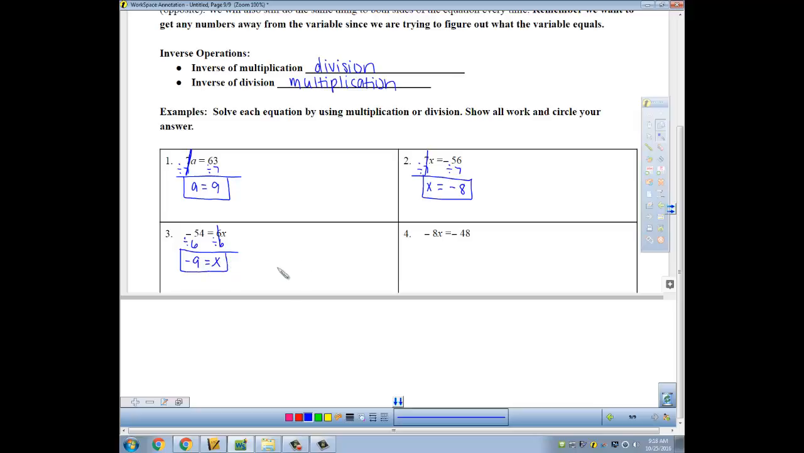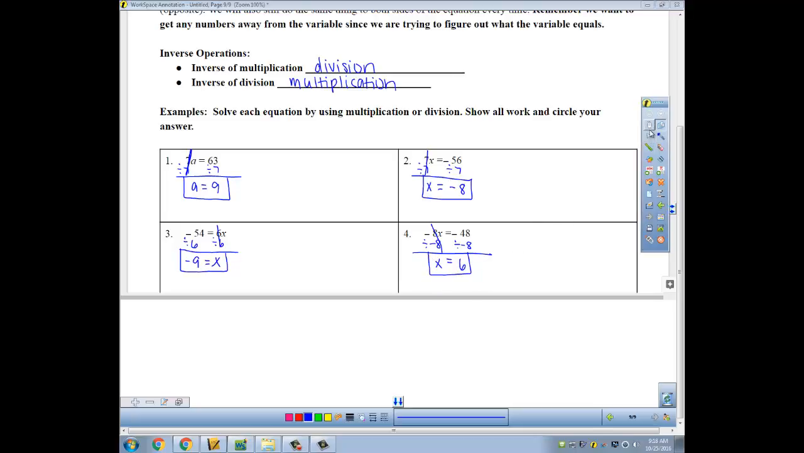Okay, number 4, on the left side by my variable, that says negative 8x, which means negative 8 times x. So I'm going to do the opposite, divide both sides by negative 8. So this goes away. I'm left with my x equals negative 48 divided by negative 8. Remember, negative divided by negative is a positive. 48 divided by 8 is 6. So x equals 6.